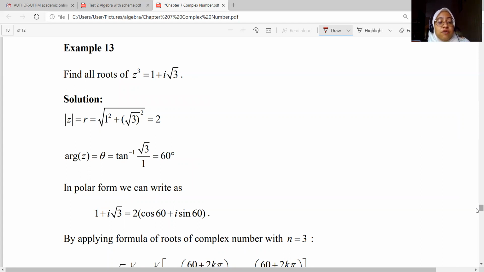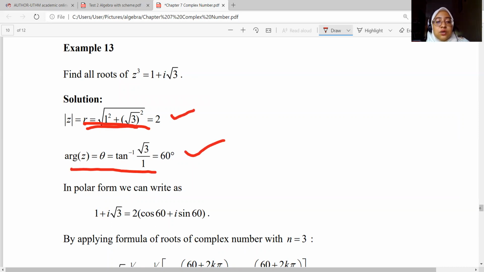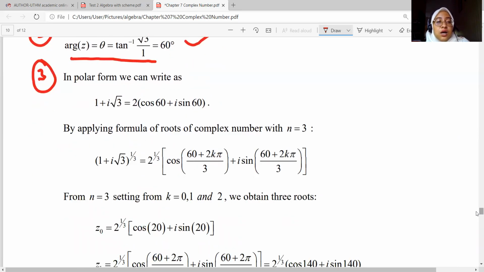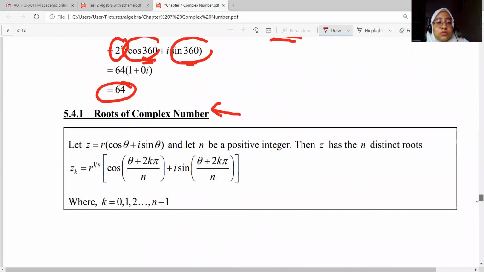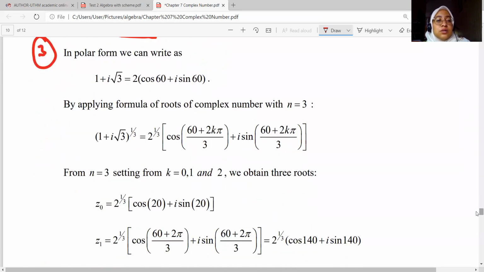So first thing first, you have to find r, the modulus of z, and the argument of z. So we got this and this. The first step, put it in polar form. So it becomes 2 cos 60 plus i sin 60. By applying the formula of roots of a complex number with n equals 3 and setting k as 0, 1 and 2, we obtain 3 roots.